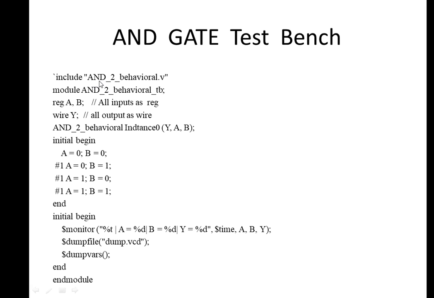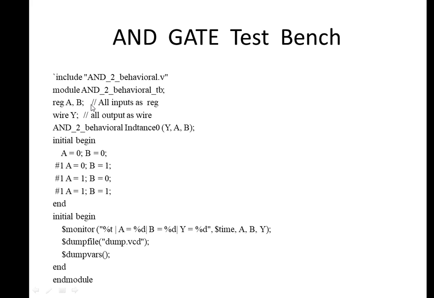Whatever is the name of your file, underscore tb, semicolon. When you do the simulation, this will automatically come. So how to know: it will be written as underscore tb. This is the test bench for this gate. So this is the first line.